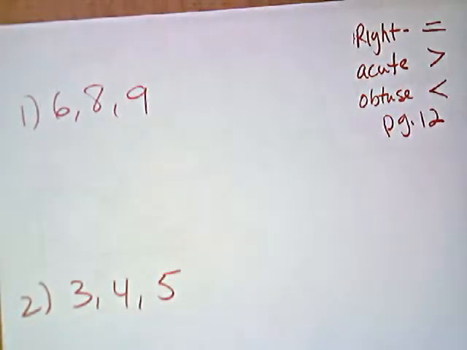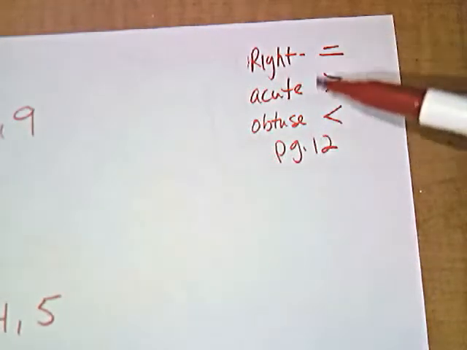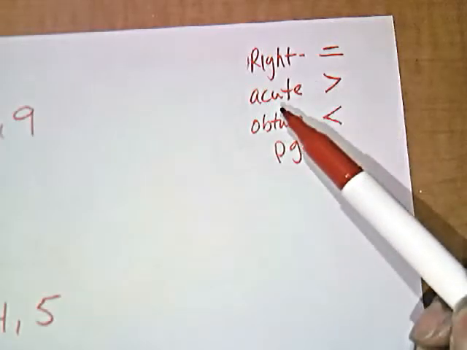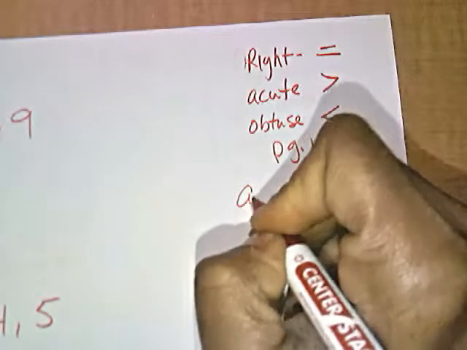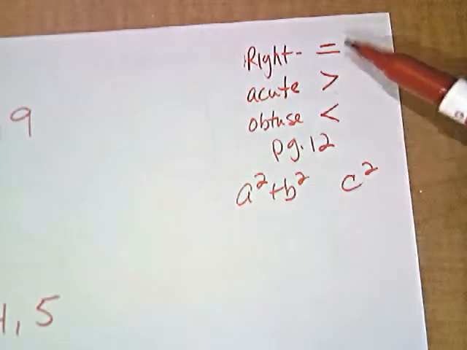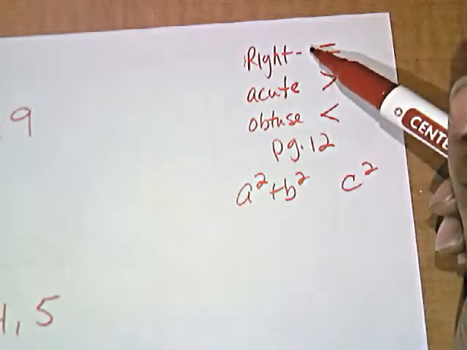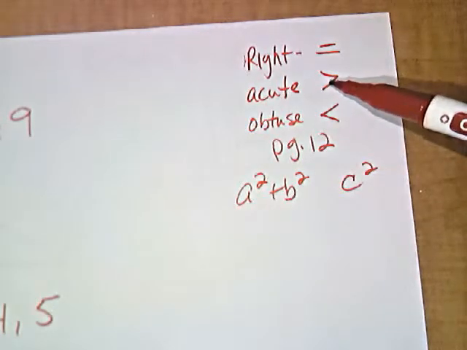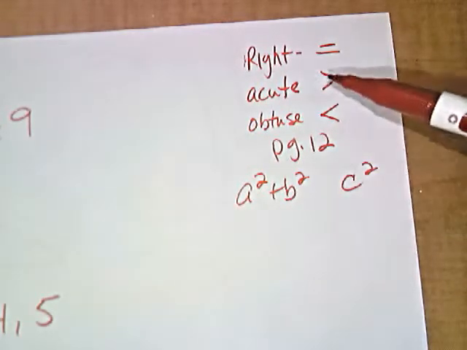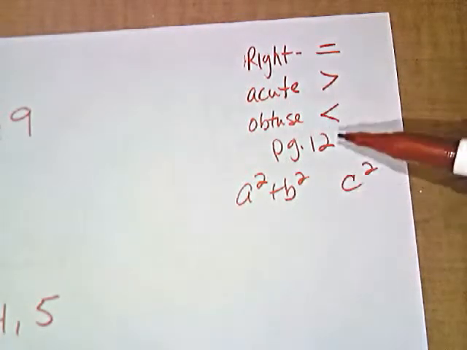Okay, another thing that we had to determine is if we can make a triangle, and if so, what kind of triangle. So you need to have this memorized: a squared plus b squared, and then c squared. If a squared plus b squared equals c squared, then it's going to be a right triangle. If a squared plus b squared is greater than c squared, then it's going to be acute. And if a squared plus b squared is less than c squared, it's going to be obtuse.